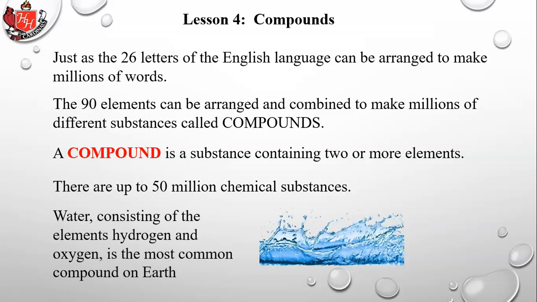So water, consisting of elements hydrogen and oxygen, is the most common compound on Earth. Hydrogen, 3/4 of the entire universe is made of hydrogen. It's the most common element in the universe, and oxygen is the most common element here on Earth. So when you put the two of those together, you get the most common compound on Earth, which is water.